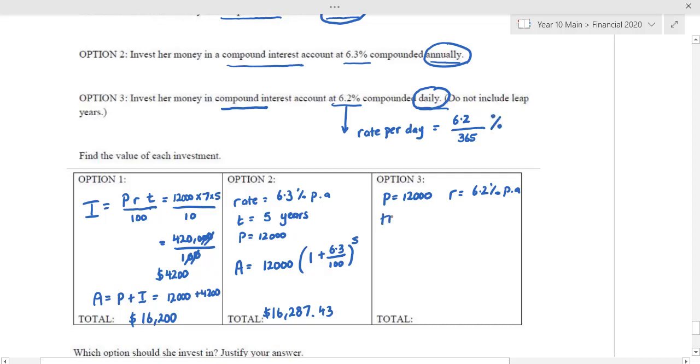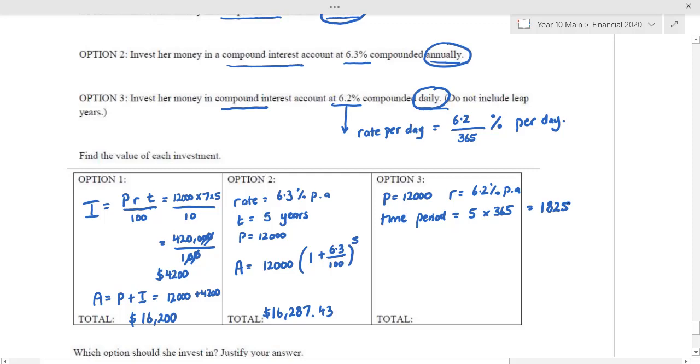Okay, now let's look at the time period. The time period is also going to change because I've now got my rate per day, whatever we get for 6.2 divided by 365. So for the time period, we need to know the number of days. Well, we've got 5 years, and there's 365 days in a year. So what's that? That's going to be 1,825 days in 5 years.